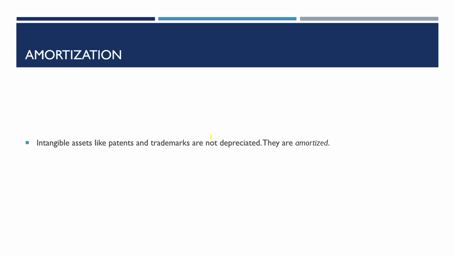And one more thing to know here is amortization. Intangible assets, I've talked about this in the PP&E video, are things like patents and trademarks. These are long-term assets that you own and use in your business, but they don't have any physical substance. And these are never depreciated, but rather they're amortized. So they would have amortization expense instead of depreciation expense.